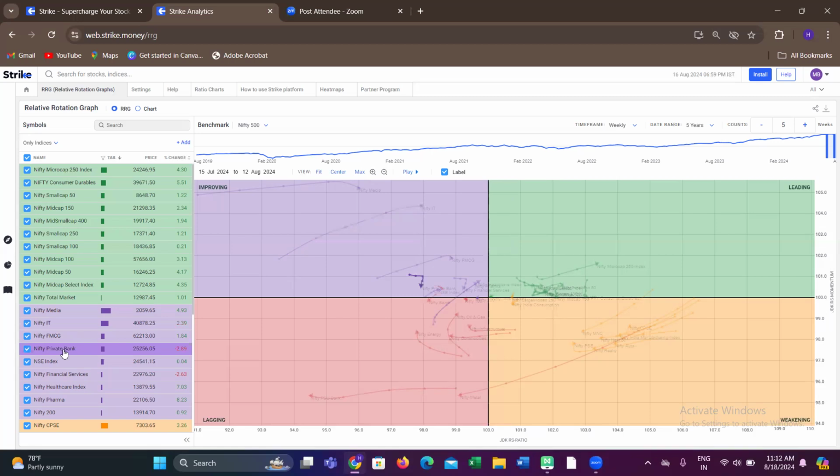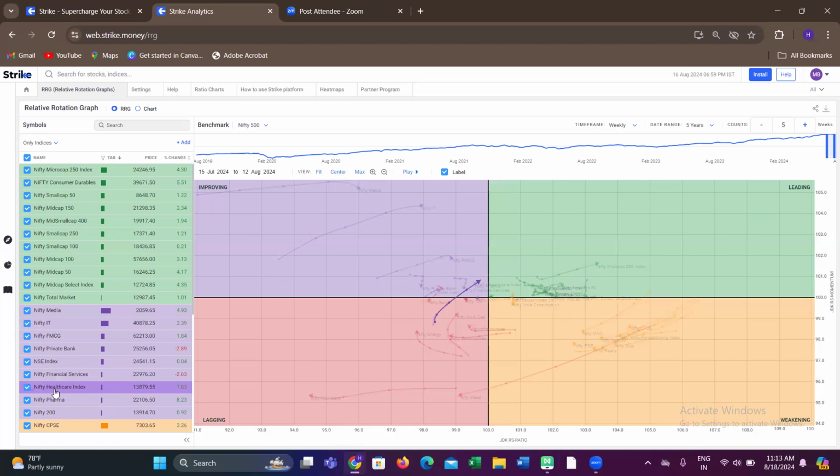And then I can see financial services have reduced momentum. You can see the tail length has reduced for the 5 weeks. So if you compare the tail length of financial services, it has reduced, right? So it's a very small tail length. This is giving an indication that there is some RS momentum reduced, and we need to be careful about it.